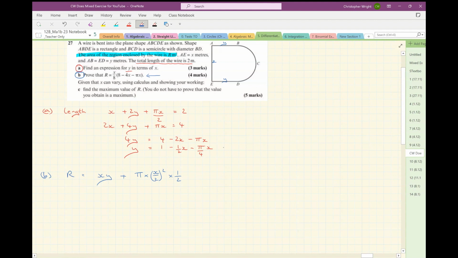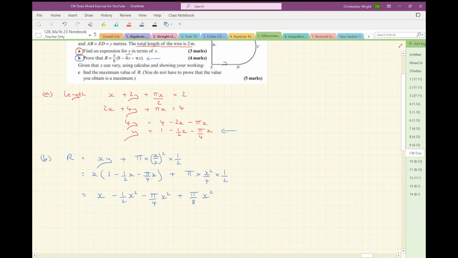But of course, I know what y is in terms of x. So I'm going to write x multiplied by 1 minus a half x minus pi over 4 x, plus pi times x squared over 4 times a half. Now I'm going to continue to simplify this. Let's multiply out that bracket: x minus a half x squared minus pi over 4 x squared plus pi over 8 x squared.